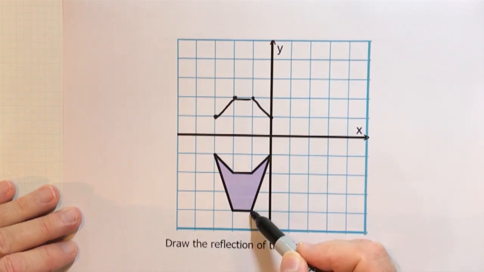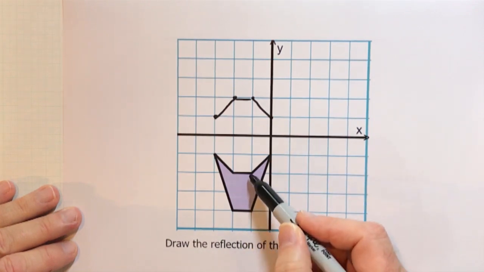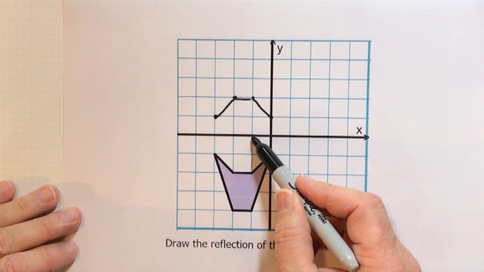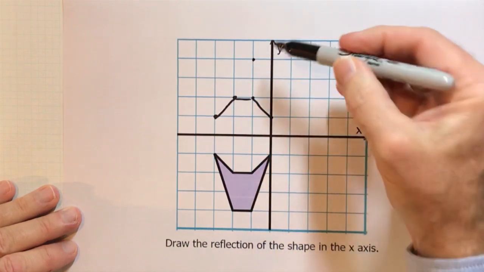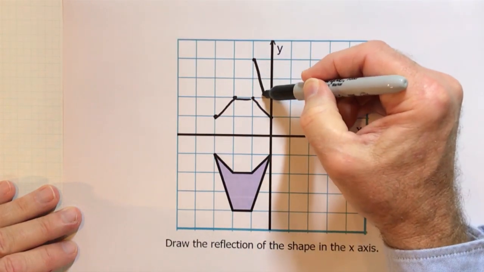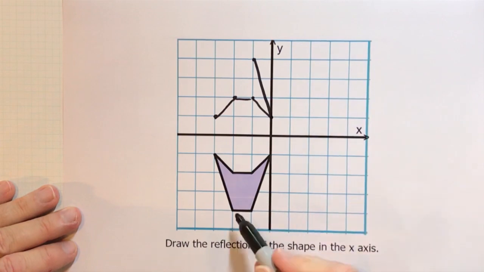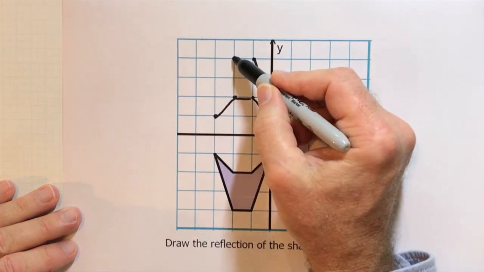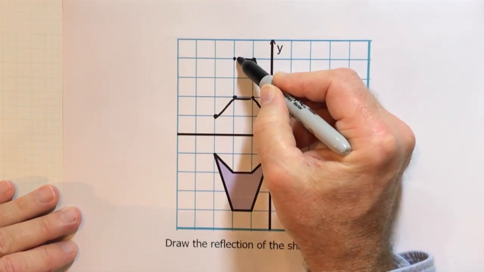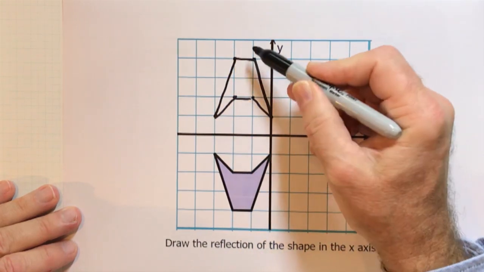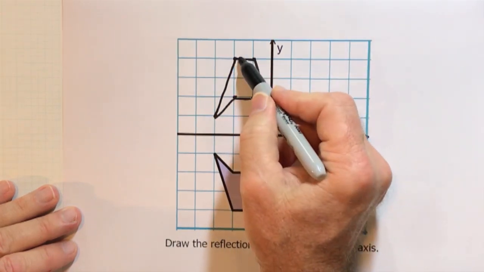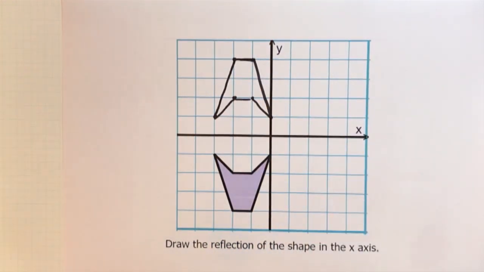Now let's look at this point. It's 1, 2, 3, 4 squares below the x-axis, so we'll go 1, 2, 3, 4 squares above the x-axis to there. And then this point is going to end up here. So my reflection, the image after being reflected in the x-axis, looks like that.